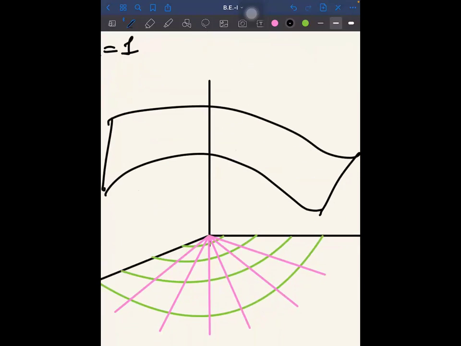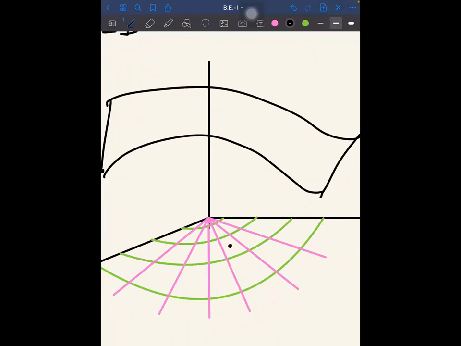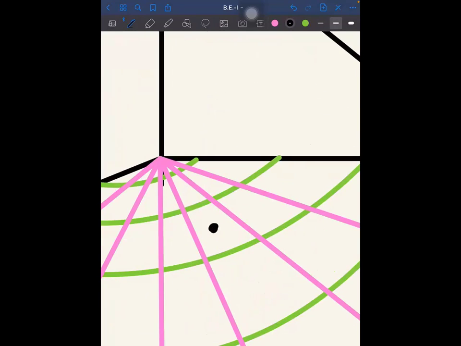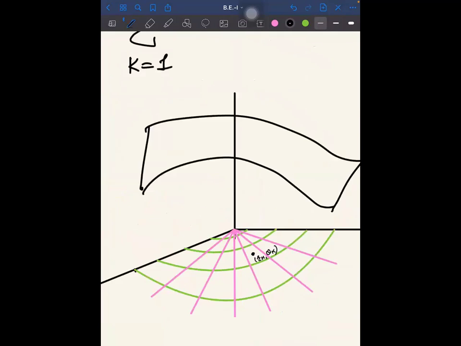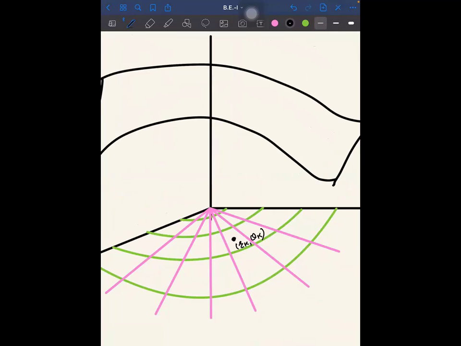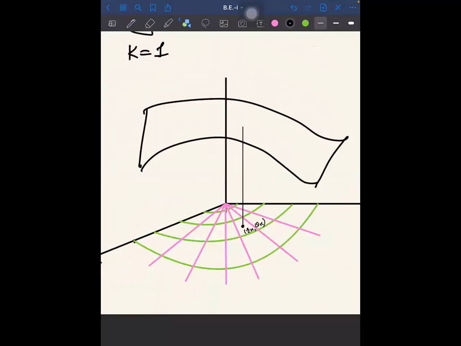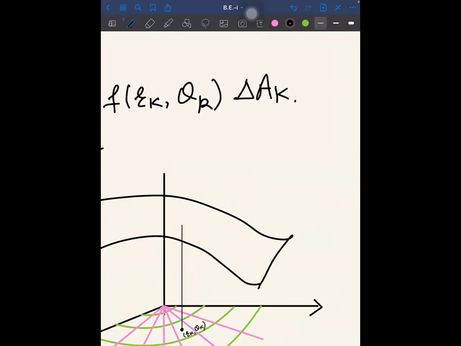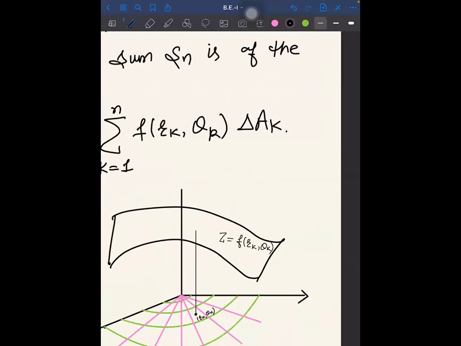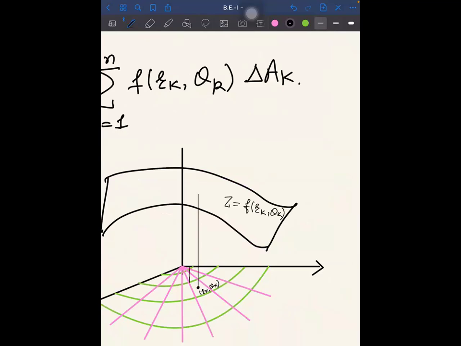Right. So this is your what? Can anybody tell me what is that point? Yes. Rk theta k. Yes, rk theta k, right? And if you take the height at that point, right, and let's say this is your surface which is z is equal to f of rk theta k. So how are you going to get the volume of that pillar?